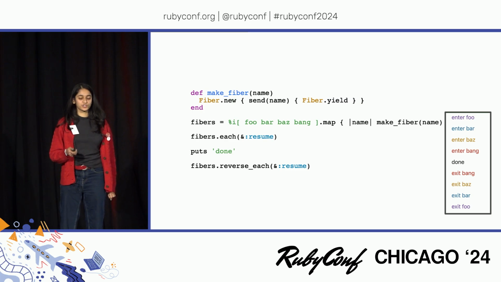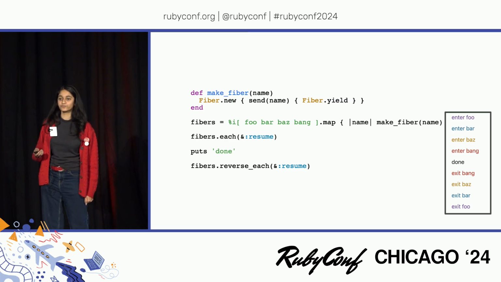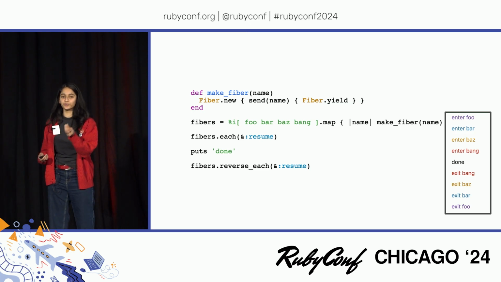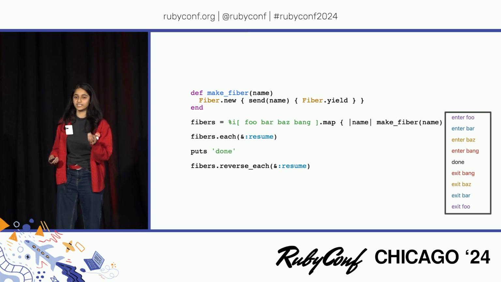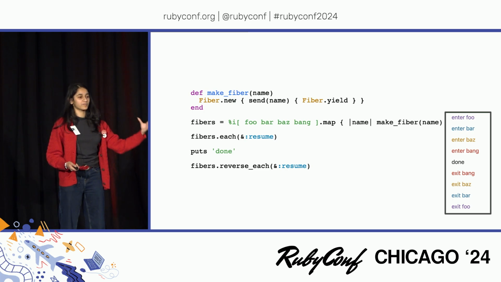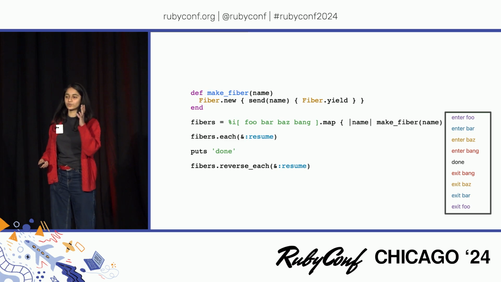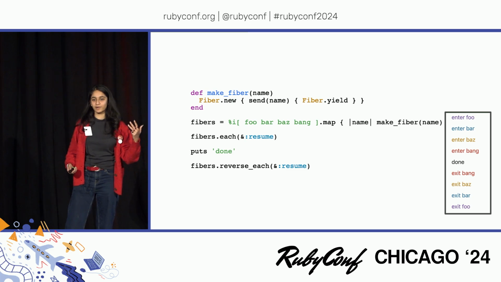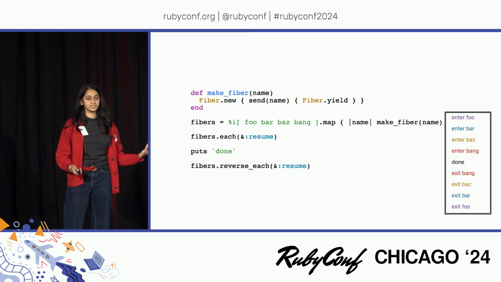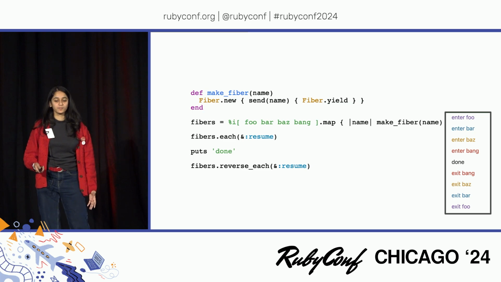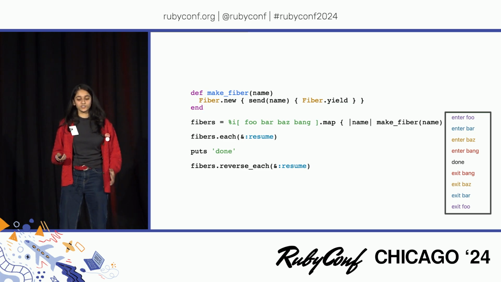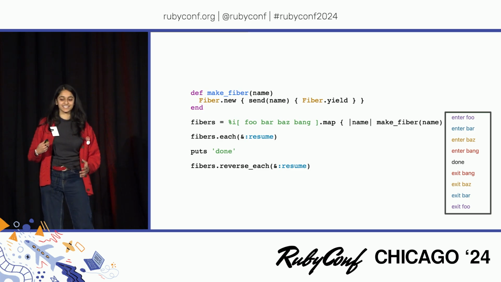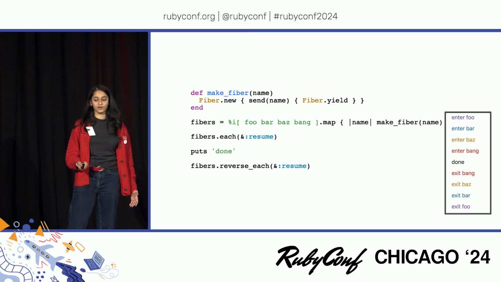So what fibers.each(&:resume) does is that it first resumes the fiber for the foo function that invokes foo, printing enter foo, and once foo yields to the code block, Fiber.yield is invoked, which returns control to the fibers.each line that goes on to do the same thing for bar, baz, and bang, thus printing enter foo, enter bar, enter baz, enter bang. Then puts done is encountered, which prints done. fibers.reverse.each(&:resume) similarly resumes all the fibers, but from bang all the way back to foo, thus printing exit bang, exit baz, exit bar, and exit foo.